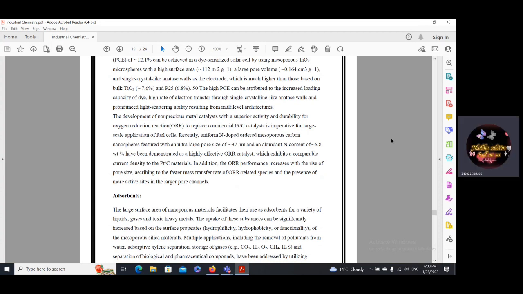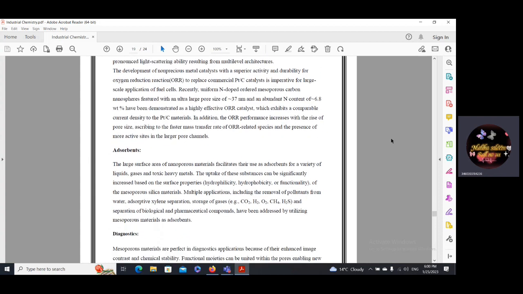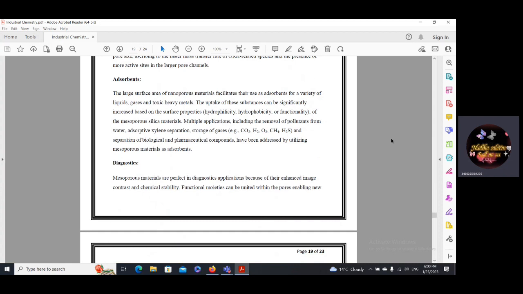In addition, the ORR performance increases with the rise of pore size, ascribed to the fast mass transfer rate of ORR-relating species and the presence of more active sites in the large pore channels than in adsorbents.